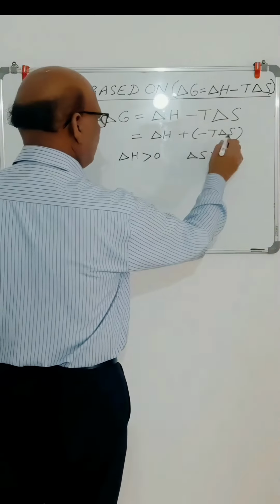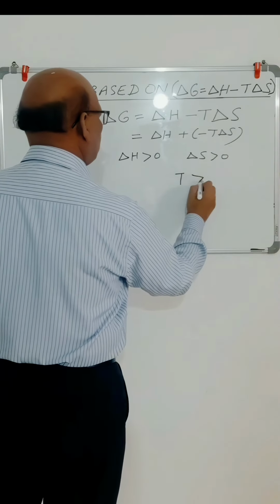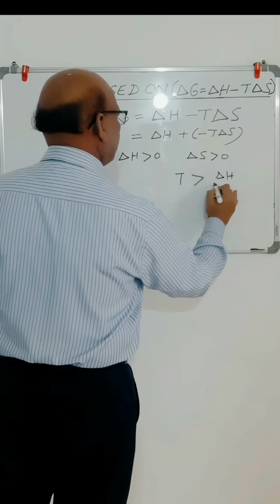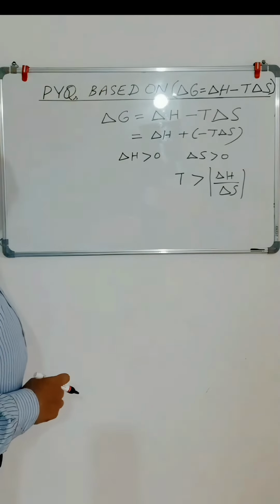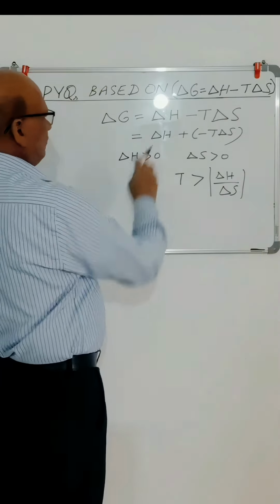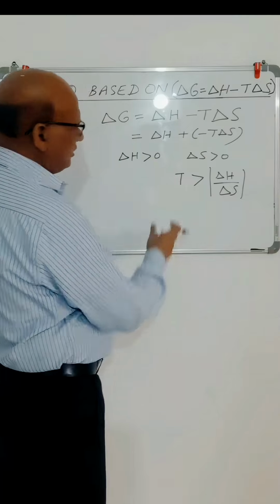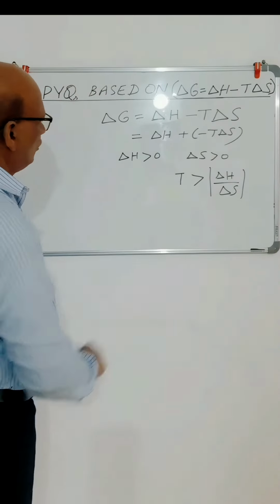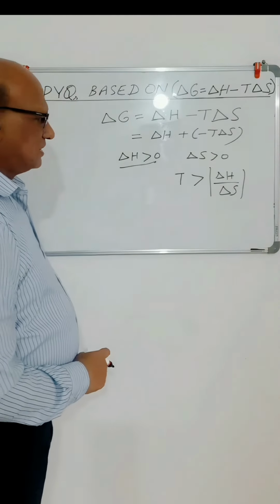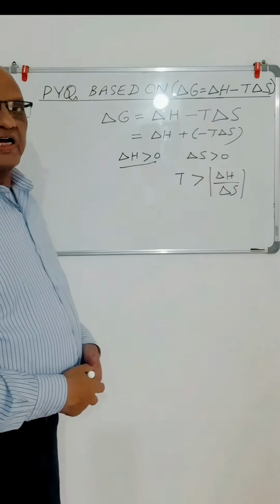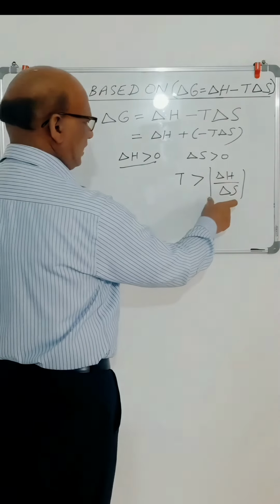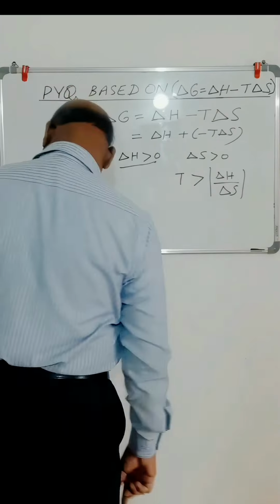So for the negative term to become higher, this temperature has to be higher than delta H divided by delta S. When this temperature is higher than delta H upon delta S, then only this delta G will become negative. And this is understood by Le Chatelier's principle also, because delta H greater than 0 means this is an endothermic reaction, and we know that endothermic reactions are favored at high temperatures. So when temperature is higher than delta H upon delta S, then the forward reaction will get favored.